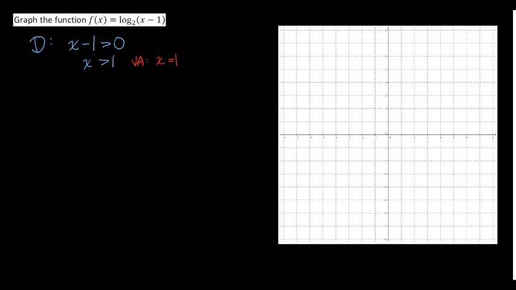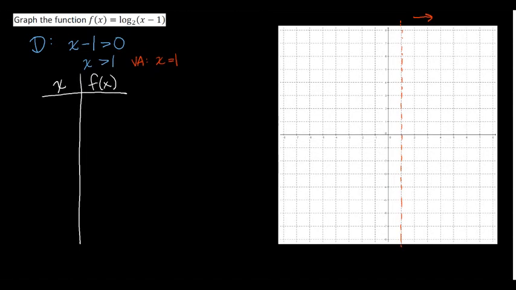So over here on the graph, we're going to have our vertical asymptote through x equals 1. We're only going to be graphing then any amount of the function to the right of that, since x has to be greater than 1. That tells us then what values of x we're going to use to plug into the function.